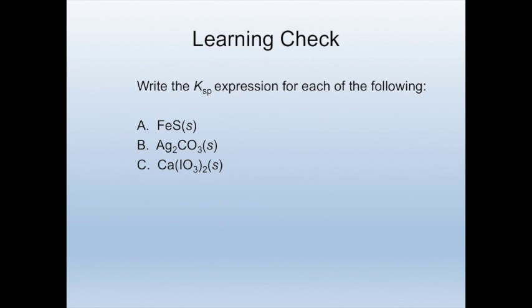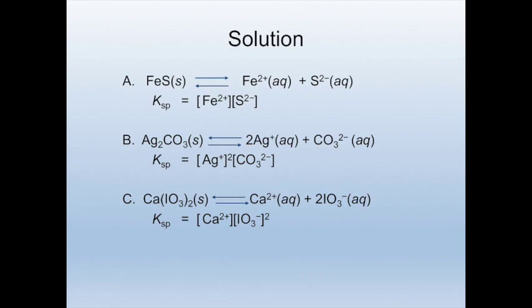So write the Ksp expressions for each of the following: iron sulfide, silver carbonate, and calcium iodate. So iron sulfide breaks down into iron and sulfide ions. So the equilibrium constant expression is just the concentration of iron times the concentration of sulfide. Silver carbonate is a bit more complicated. It breaks down into 2 silver ions and 1 carbonate ion. So the expression is silver concentration squared times carbonate concentration.